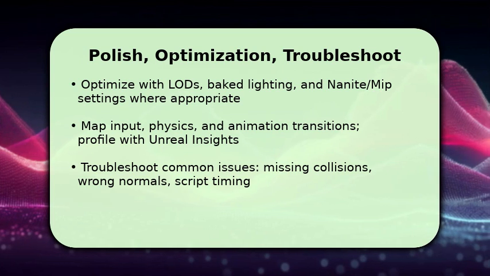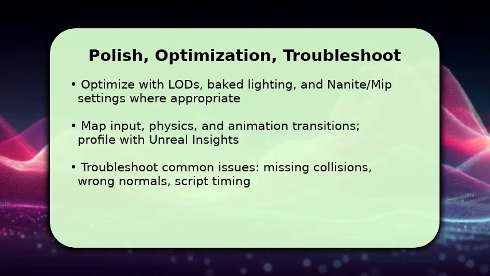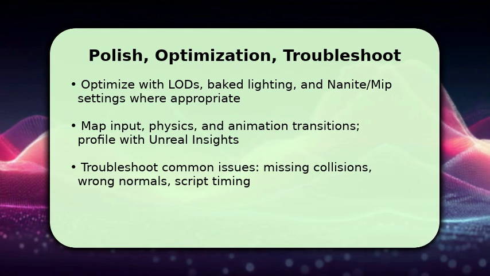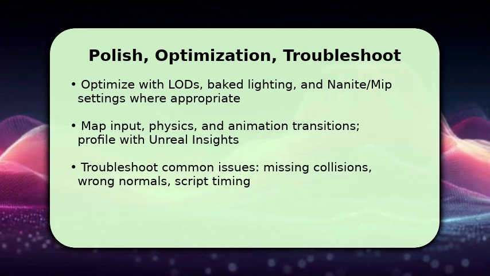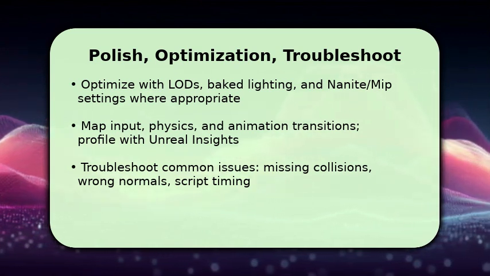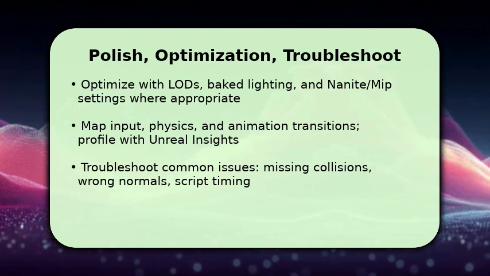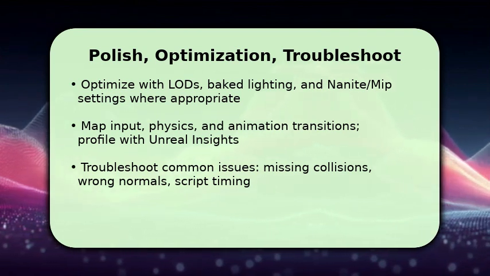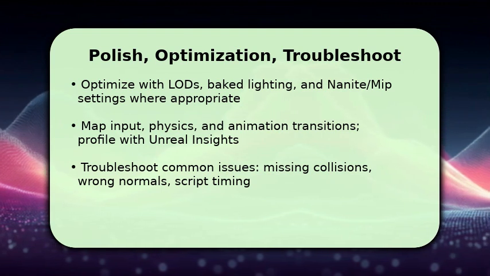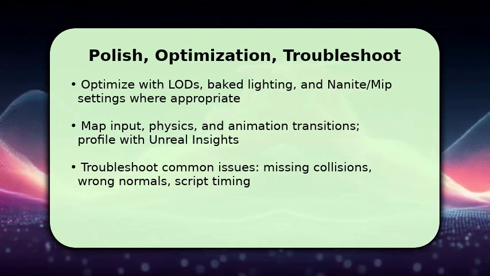Ensure input mappings, physics layers, and animation state machines match your intended behavior, and run platform builds to confirm stability. If something breaks, check collisions, normals, and import scale first. Then review script timing and blueprint event order. These fix most migration headaches quickly.